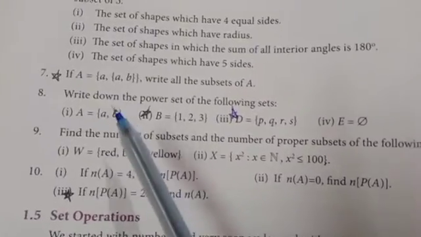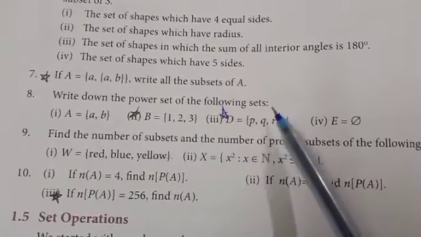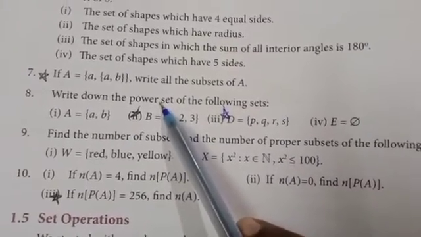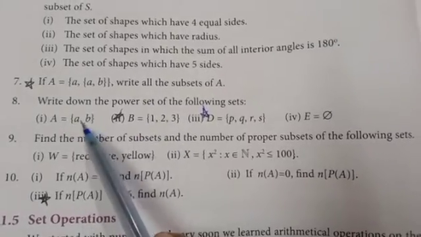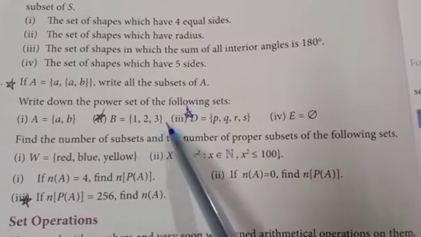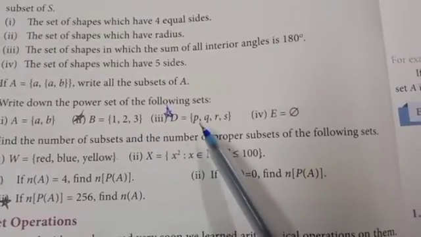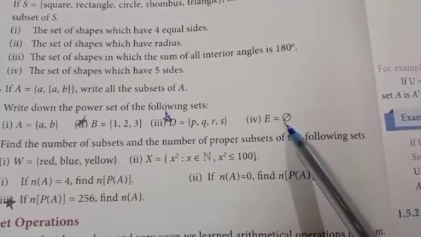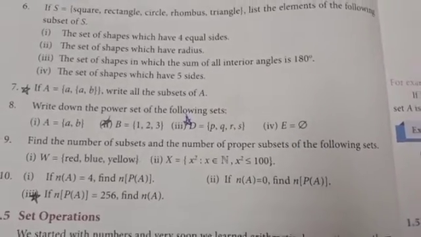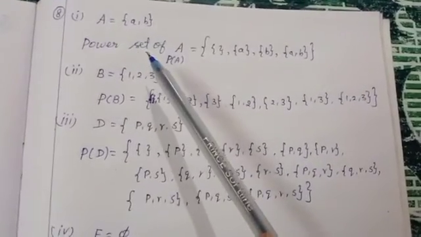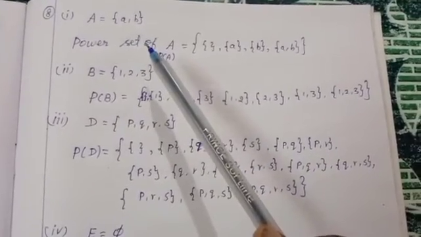Students, next, eighth question: write down the power set of the following sets. Power set means set of all subsets. First one, A is equal to set of A comma B. B is equal to set of all 1 comma 2 comma 3. D is equal to set of all P comma Q comma R comma S. Fourth question, E is equal to the empty set. Students, we have to write the power set. What is the meaning of power set? The set of all subsets.